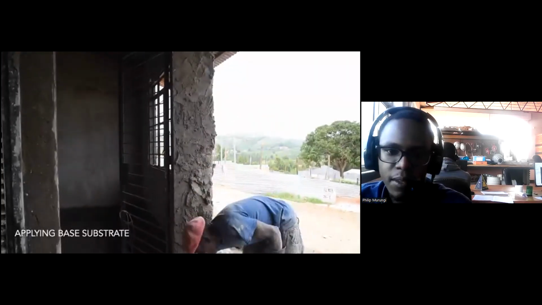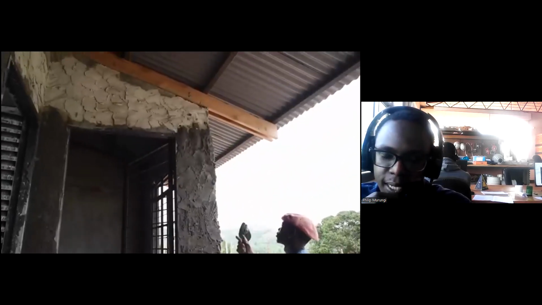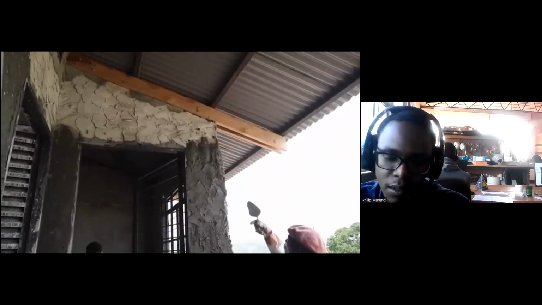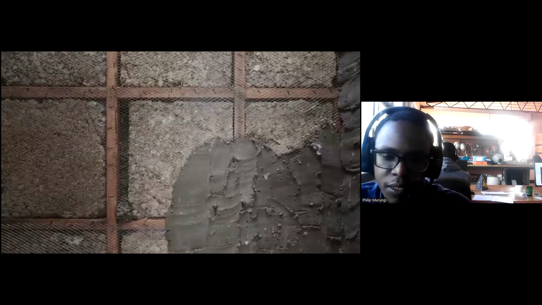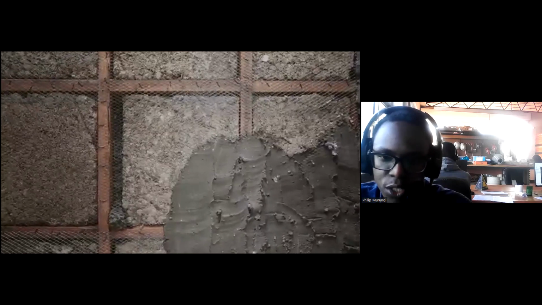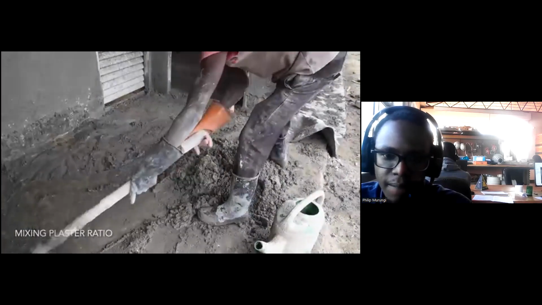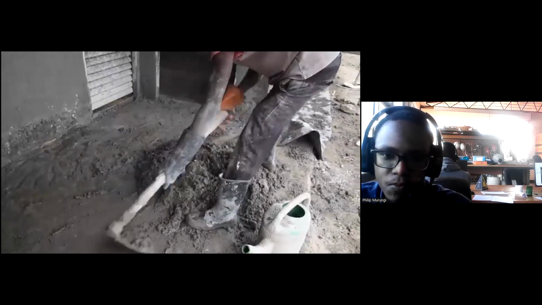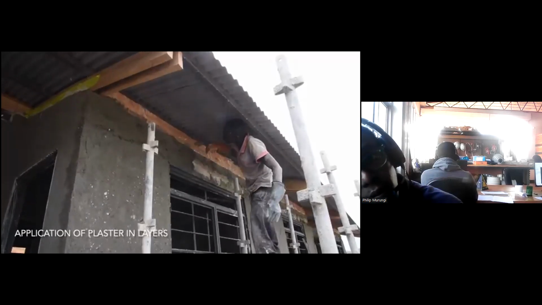Yep. And there they're applying the substrate to the walls. They apply it in 3 coats: a scratch coat, a second layer, and then a final finish. So that's the scratch coat when they're applying it. And yeah, that's the guy mixing. Yep, and there's our mason.